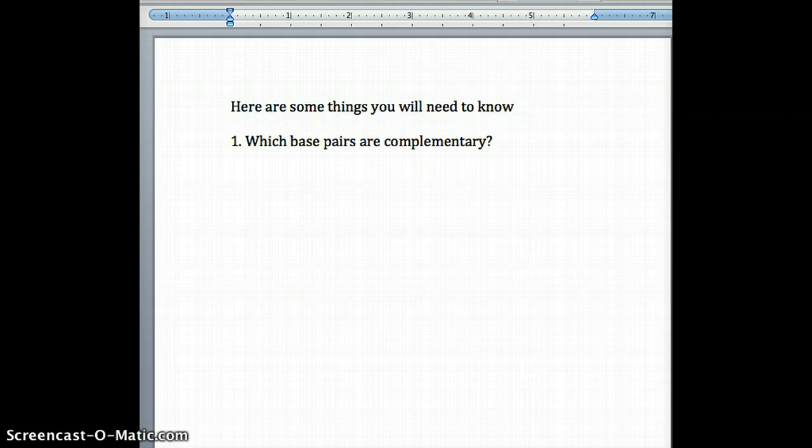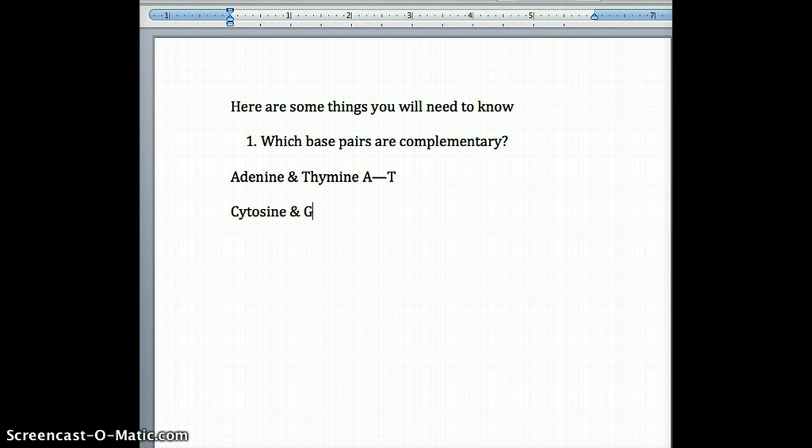All right, so here are some things you will need to know. First, you will need to know which base pairs are complementary. And the answer to that is adenine and thymine, or A, T, and cytosine and guanine, or C, G, right? Now, how can you remember that?